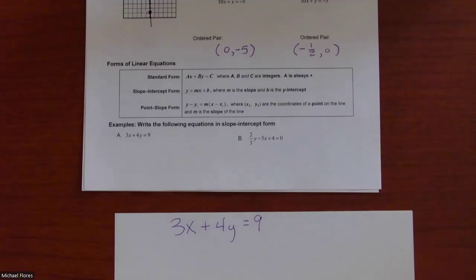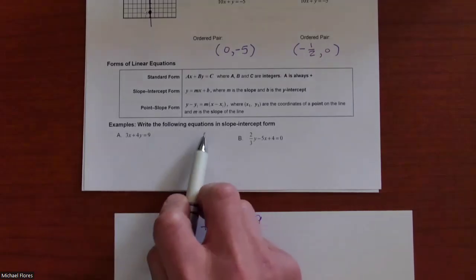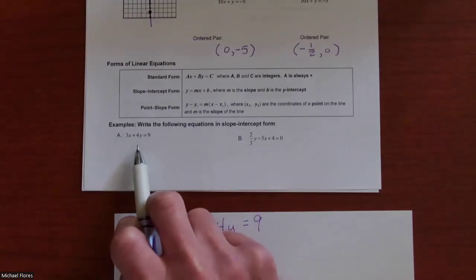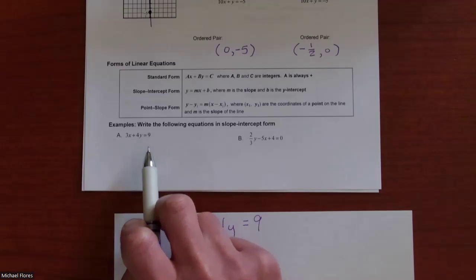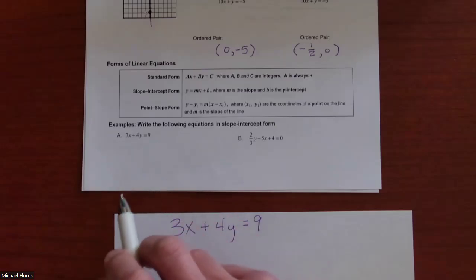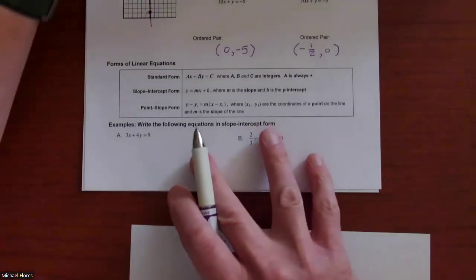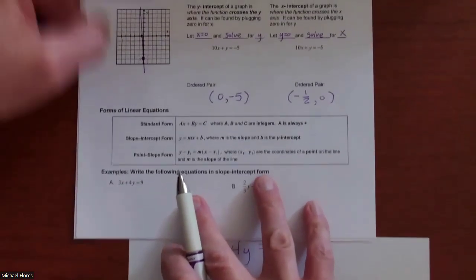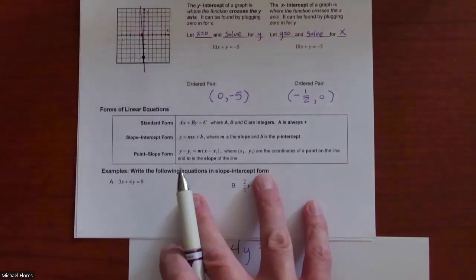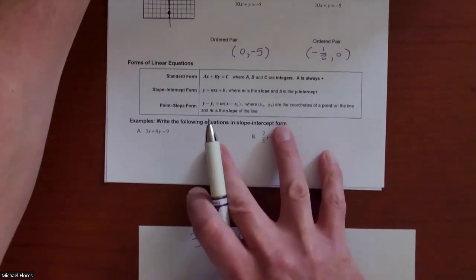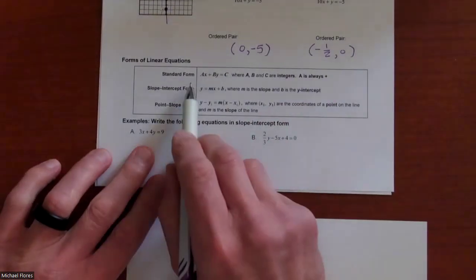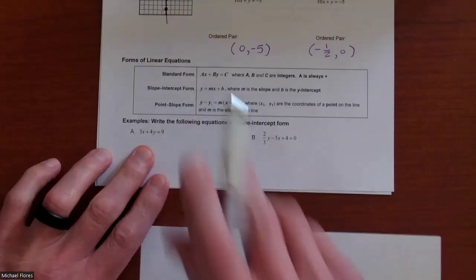All right, example A. Here's what it wants us to do. It wants us to write the following equations in slope-intercept form. Well, this is standard form. And even though it didn't ask us this, I'm just going to make you aware of it. If a function is in standard form, it's very easy to identify your x and y intercepts, which is what we did here, remember? These are also in standard form. It really wasn't that hard to identify our x and y intercepts. All right, but that's not really what it wants us to do. It wants us to convert this to slope-intercept form, which is here, y equals mx plus b.